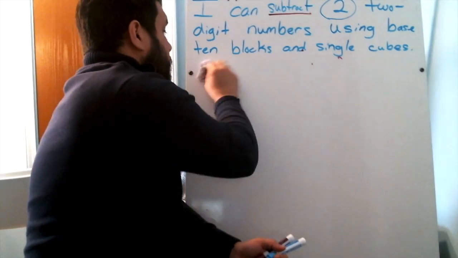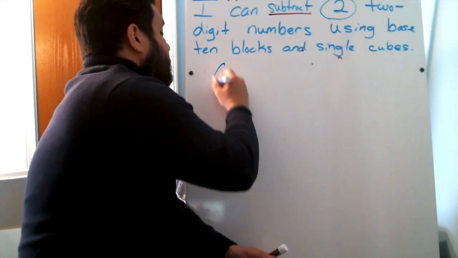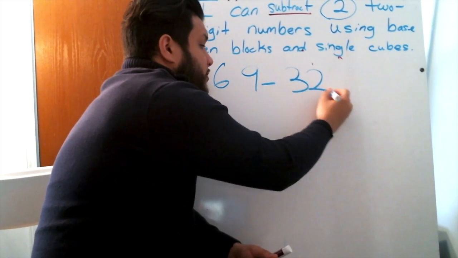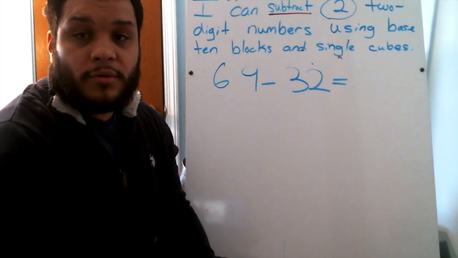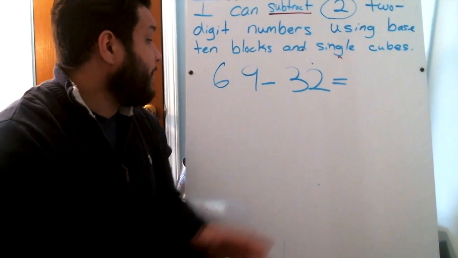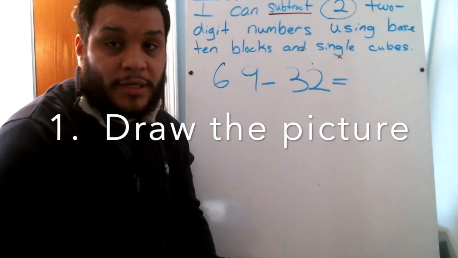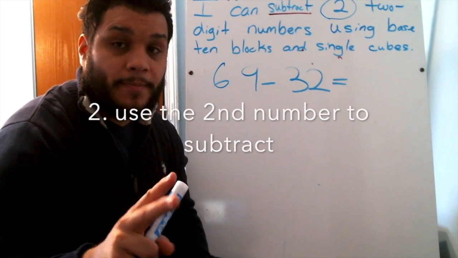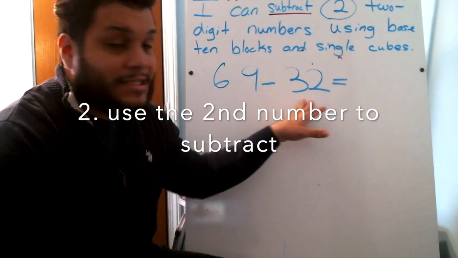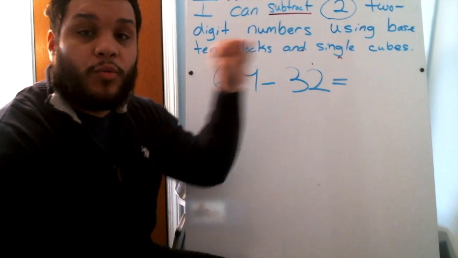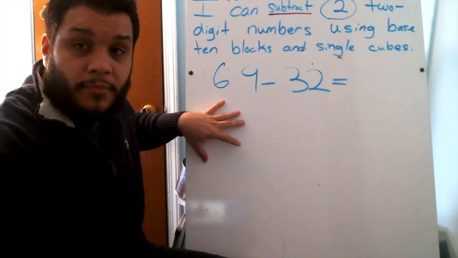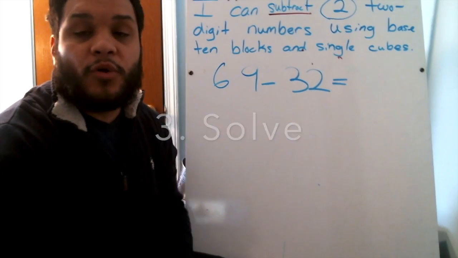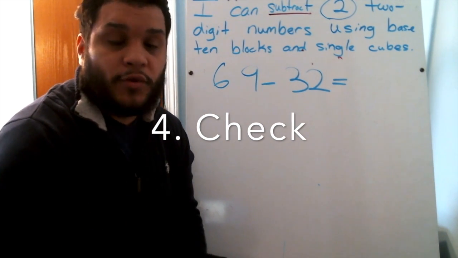Now I want to do 69 minus 32. What is that going to equal? So I want to lay out our steps. Step number 1 is to draw our picture. And we draw a picture for the first number. Step number 2 is use our second number to take away from our first number. Step number 3 is solve. And step number 4 is check. So let's do those 4 steps.